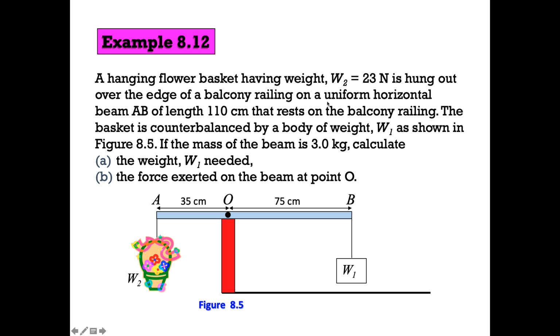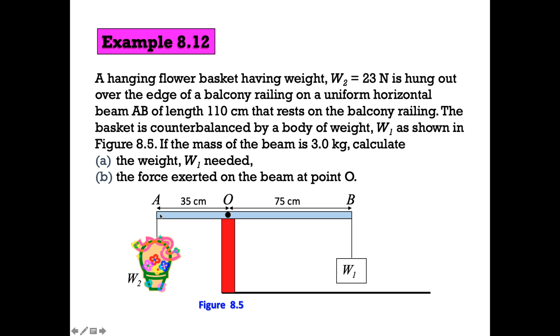8.12. You can read the question first. There is one uniform horizontal beam AB. So beam AB here is your rigid body. The length of the beam is 110 centimeter and it is at rest on the balcony railing. The red color here is the balcony railing.